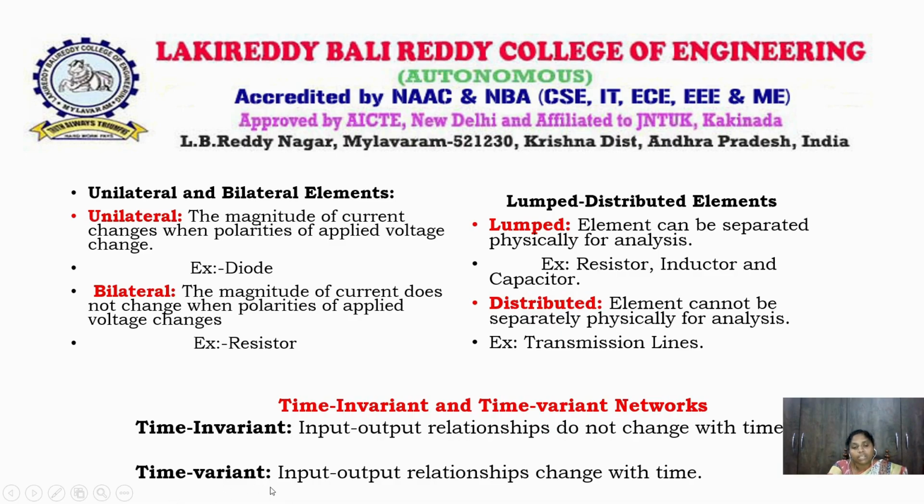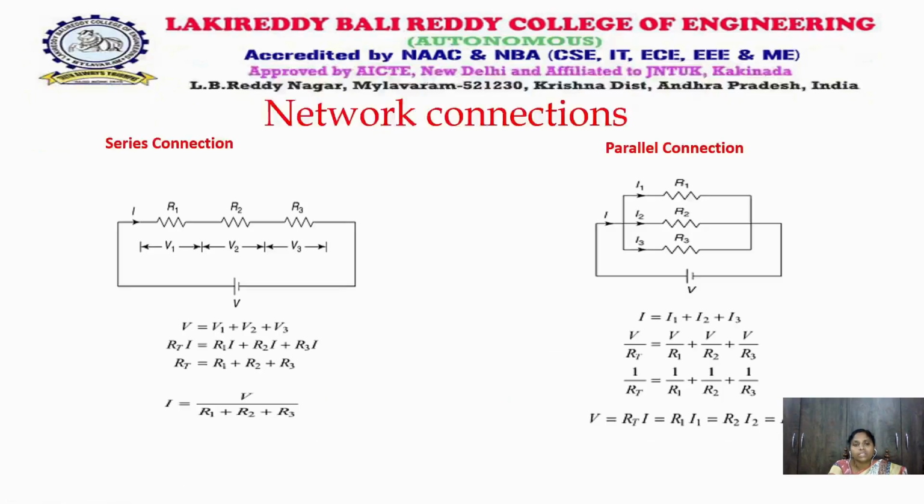Now coming to time variant: if the input-output relationships change with time, then that is known as time variant. Now, we have discussed different types of elements, either passive elements or active elements, and a combination of active and passive elements in a particular circuit, and there is a possibility of different types of connections.